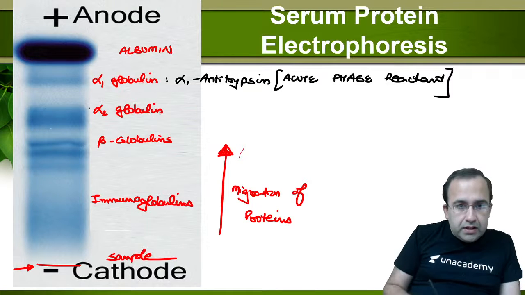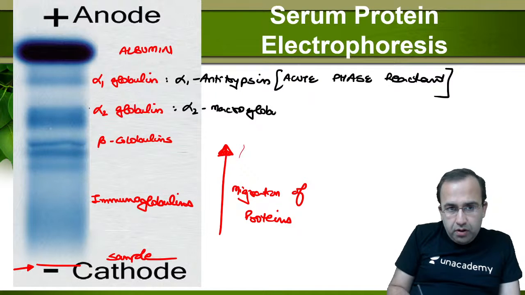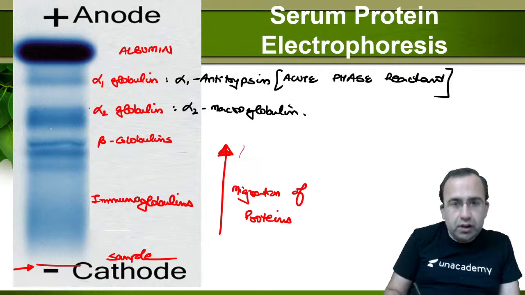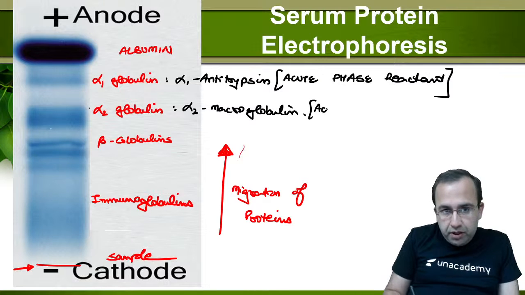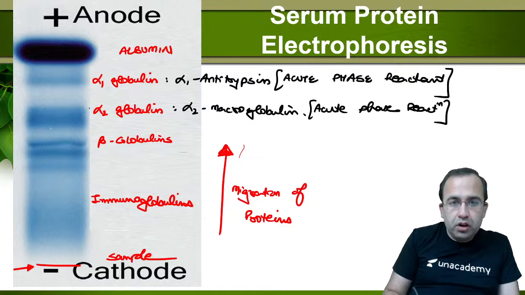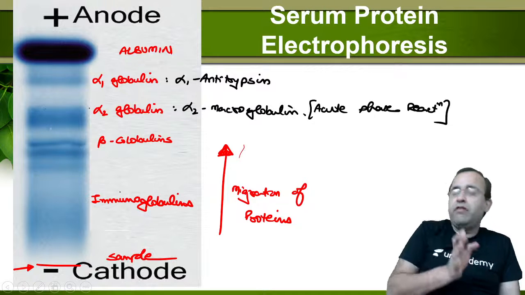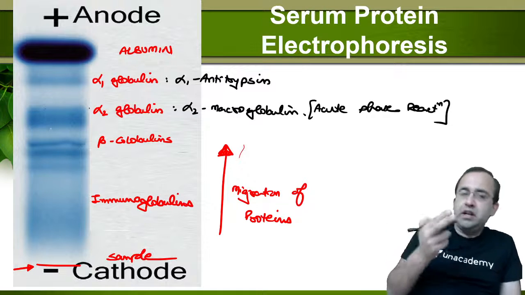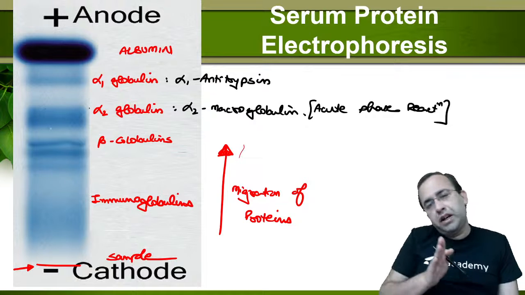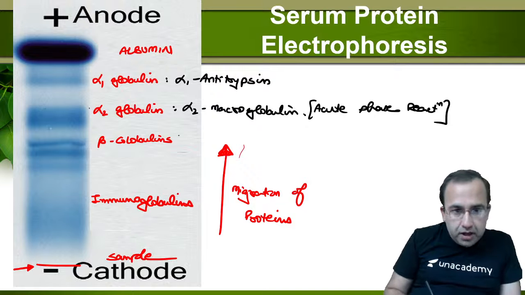Next is alpha 2 globulin, that is alpha 2 macroglobulin. Again an acute phase reactant. Now between these, a better acute phase reactant which will be elevated more is alpha 2 macroglobulin. So if you have to mark between alpha 1 antitrypsin and alpha 2 macroglobulin, you will be marking alpha 2 macroglobulin. Next, beta globulins.